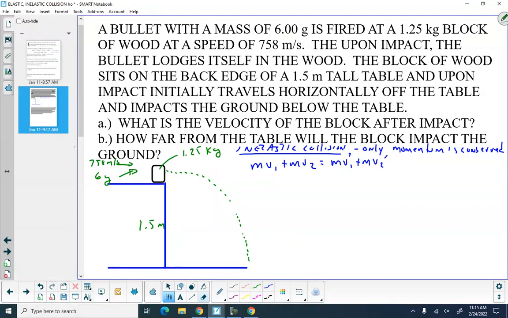We have an issue there because one's in grams and one's in kilograms. So we need to convert into either grams or kilograms. I'm going to go into kilograms. 6 grams is 0.006 kilograms, my bad.